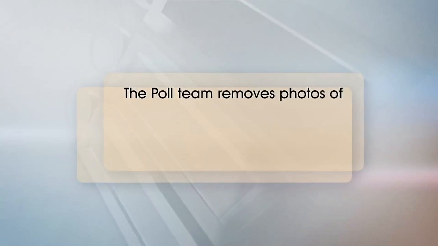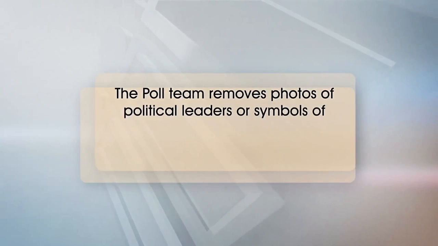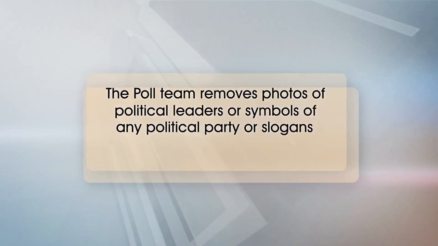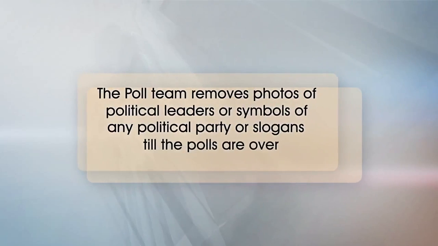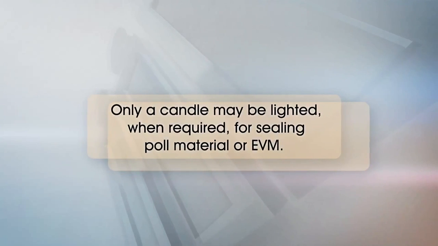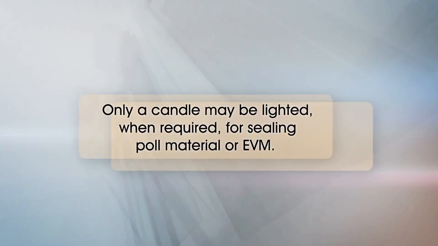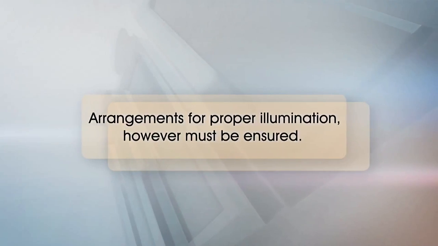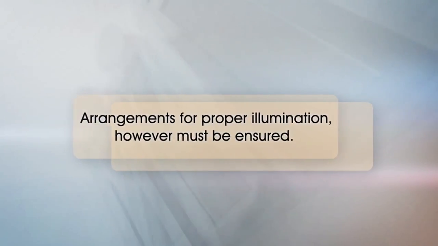The poll team removes photos of political leaders or symbols of any political party or slogans till the polls are over. Also, no cooking or lighting of fire is allowed in the polling station. Only a candle may be lighted when required for sealing poll material or EVM. Arrangements for proper illumination, however, must be ensured.